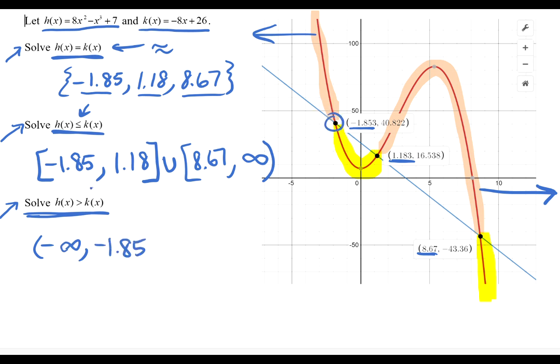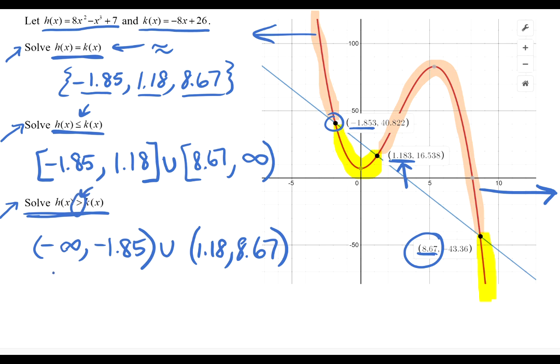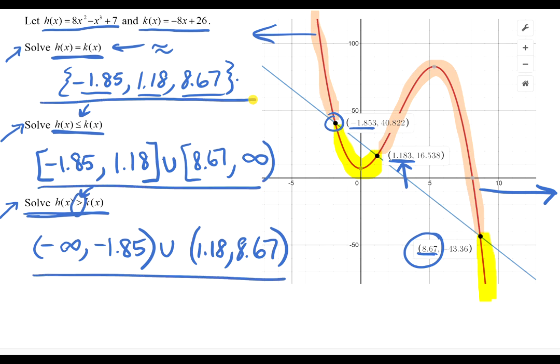And I don't have an equals here, so I'll use a parenthesis. And then the other region that I want to union in would start at this x value of 1.18 and would go until we get to this third intersection at 8.67. Again, using parentheses because we have a strict inequality in this final statement. So there would be our three solution sets for these three statements.